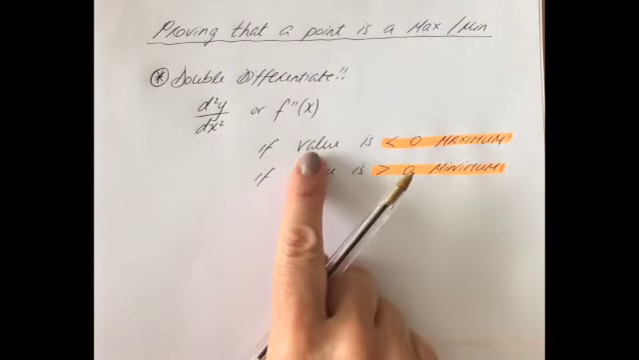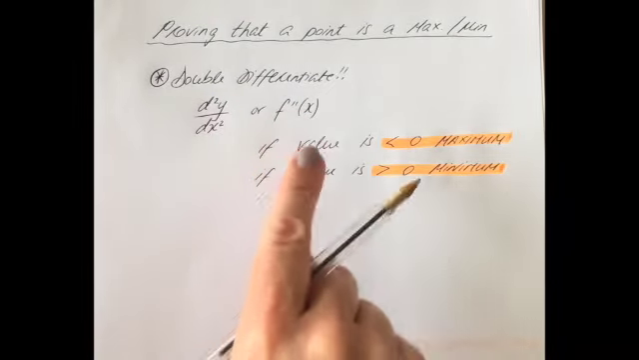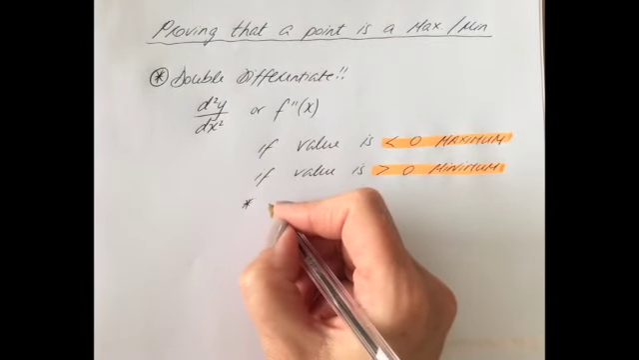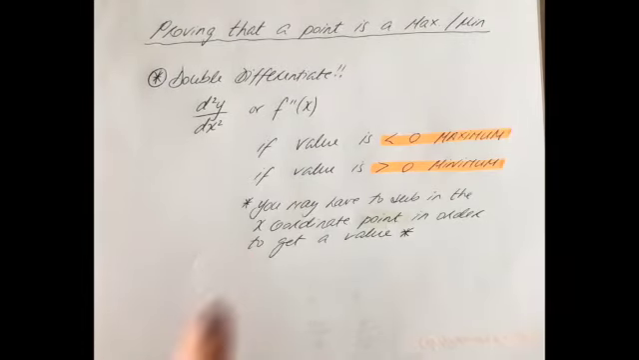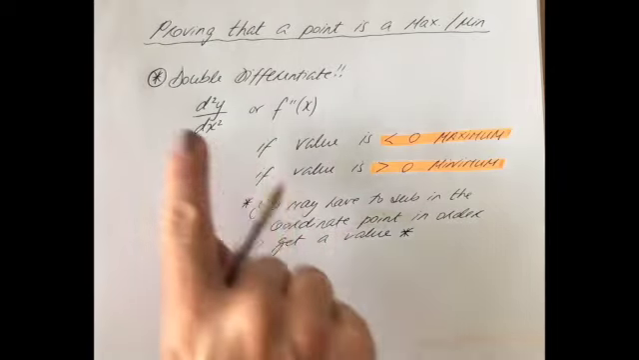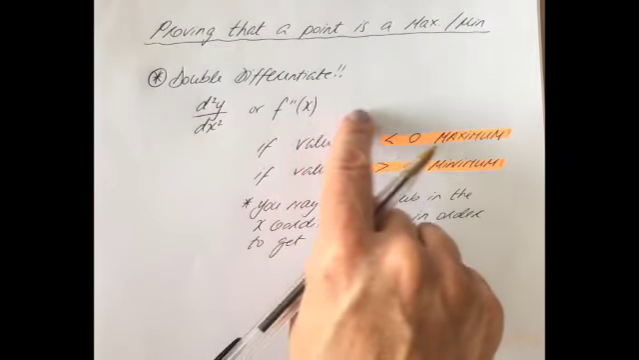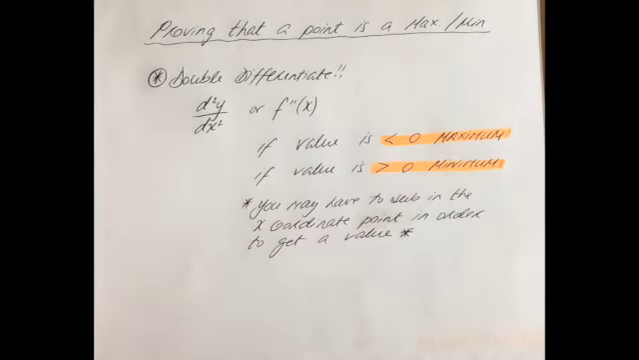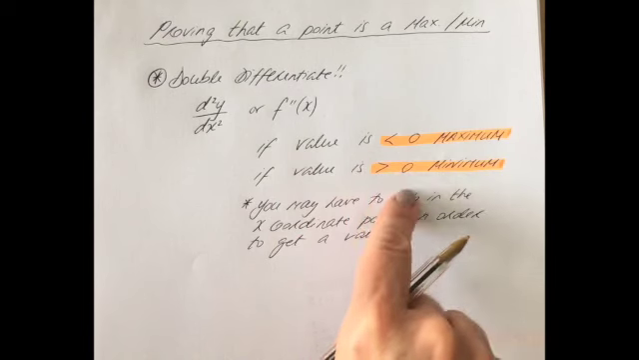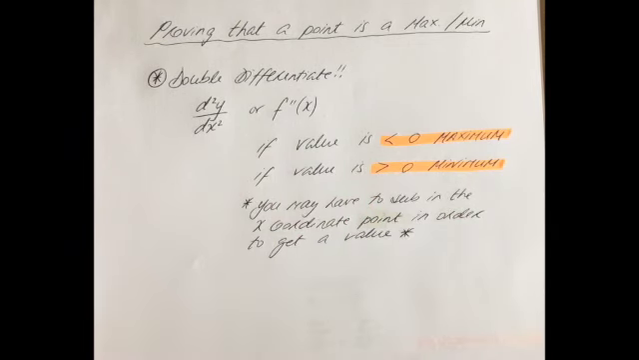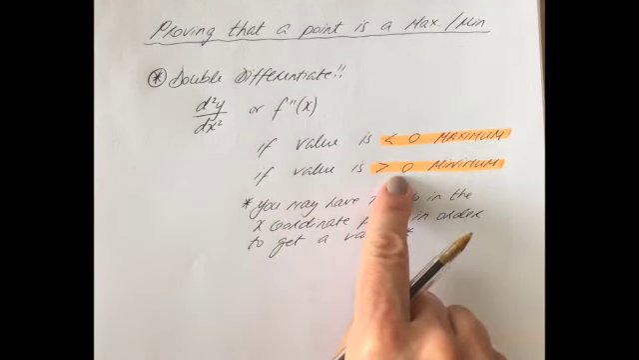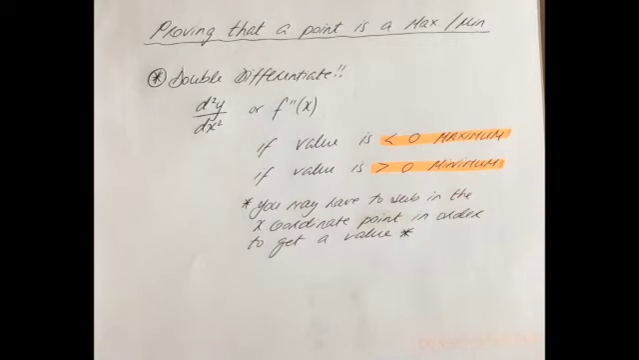Now, sometimes you get a value straight away when you double differentiate. If you don't, you may have to sub in the x coordinate point in order to get a value. If when you double differentiate, you still get something with an x in it, you'll need to sub in your point, that turning point, whatever point you're trying to prove is a max or min, sub that x value in, and then you'll get a value. When you get a value, you'll determine whether it's less than 0 or greater than 0, and that will tell you whether it's a max or a min.